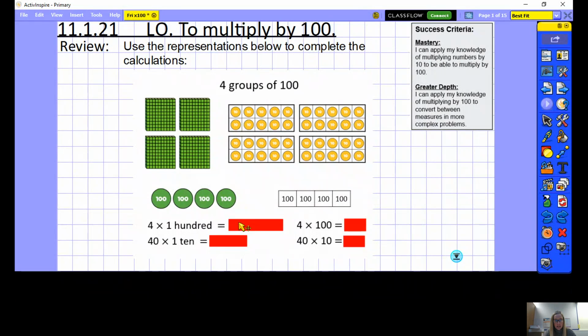Okay, this is our second lesson on learning to multiply by 100. So pause the video now and write today's date and learning objective and underline these.